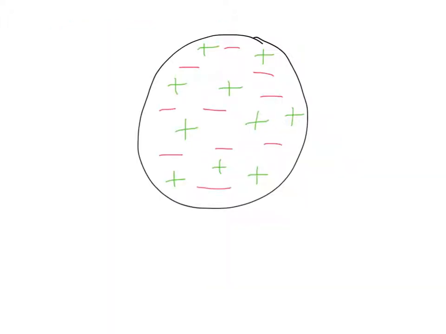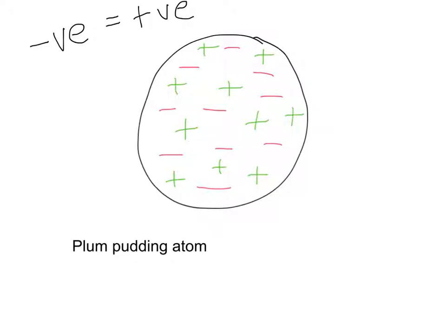Thomson proposed that an atom should be thought of as being made up of negative electrons moving around in a sea of positive charge. In Thomson's atom, the overall negative charge is the same as the overall positive charge. This means that the atom is neutral with no overall charge. This model is commonly called the plum pudding atom, as shown in the above diagram.